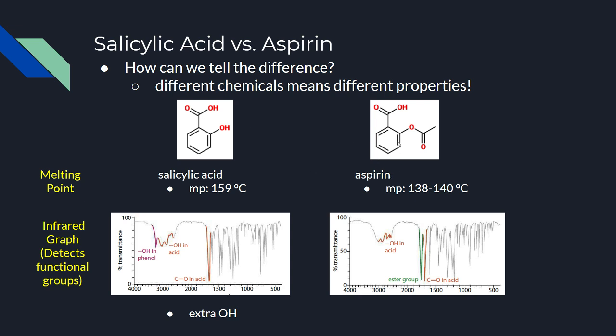And this is different from aspirin, because aspirin only has one OH, but you'll notice it has two of these C double bond O groups. So if you look in this region over here, I think this number is about 1700, you'll see that, again, if you look at the gray and red peaks, there are two peaks that represent the two C double bond O's.